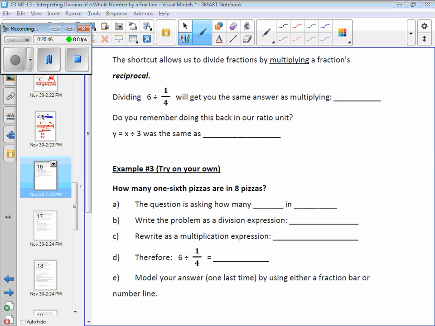Okay, so here it is in words. The shortcut allows us to divide fractions by multiplying a fraction's reciprocal. I kind of did this on the last page, but I'll do it here too. 6 divided by 1/4 will get you the same answer as multiplying what times what? Connor. 6 times 4, but let's keep it improper. 6/1 times 4/1. Because as you'll see as we progress, not all of these numbers down the road will be whole numbers. So I want you to still leave those ones in there for now.